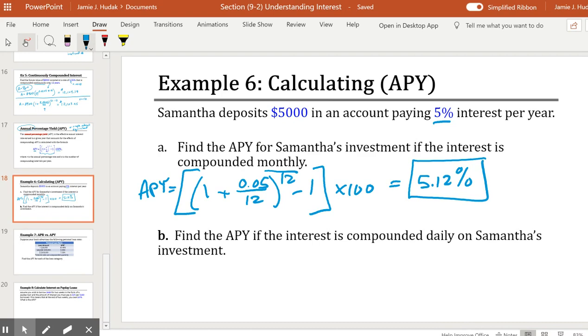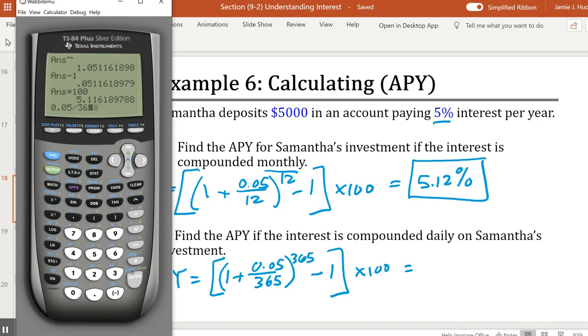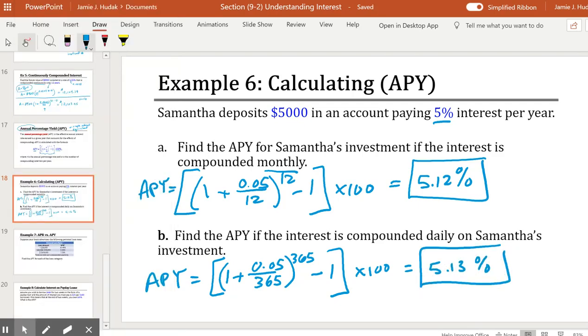Let's do this again. Part B, find the APY if the interest is compounded daily. 0.05 divided by 365 gives us this decimal. We add 1 to it, and then we raise this result to an exponent of 365. We subtract 1, and then we multiply by 100 to express it as a percent. And we can say that this answer is 5.13%. So compounding 5% daily is the same as simple interest of 5.13%.